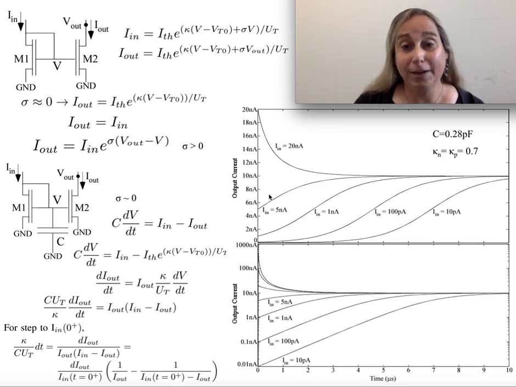So I'd like to talk about a very simple circuit. In fact, so simple most people just go, oh, it's no big deal. This is a current mirror. And current mirrors are used like everywhere in analog circuits.